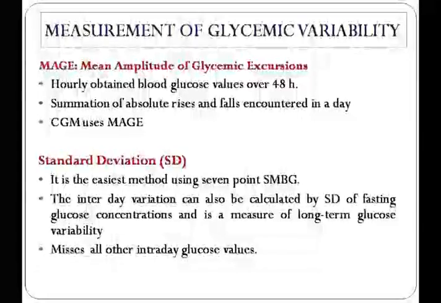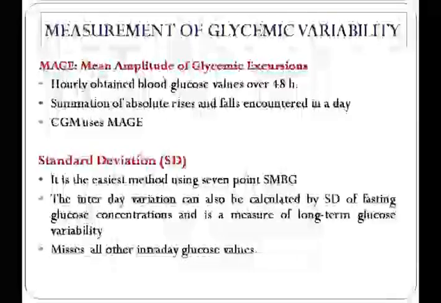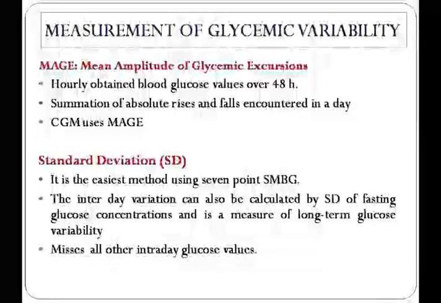One of the most used measurements is MAGE, that is mean amplitude of glycemic excursions. It's obtained from hourly blood glucose values over a 48-hour period. CGM, continuous glucose monitoring of any nature, uses MAGE. Standard deviation is the easiest method, using even something as low as 7-point SMBG.